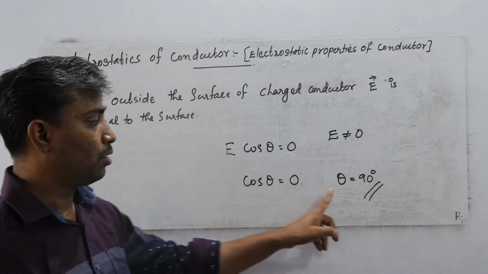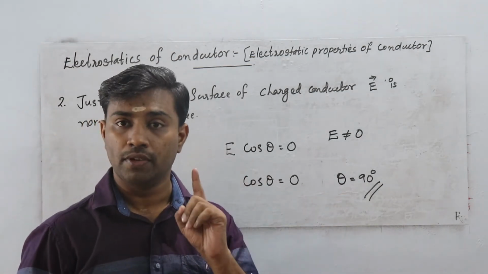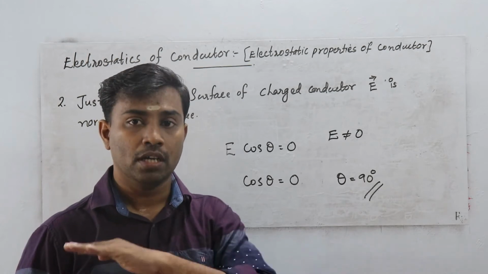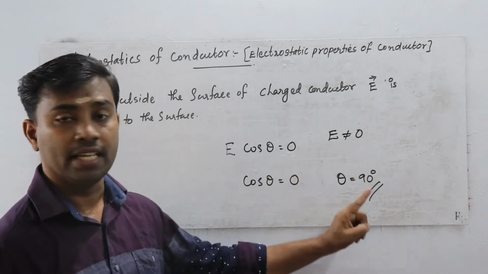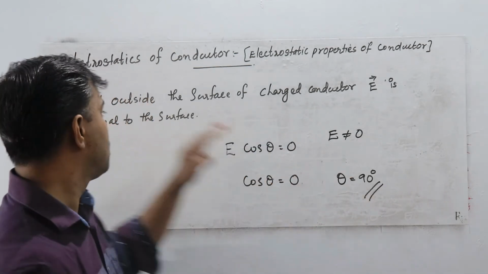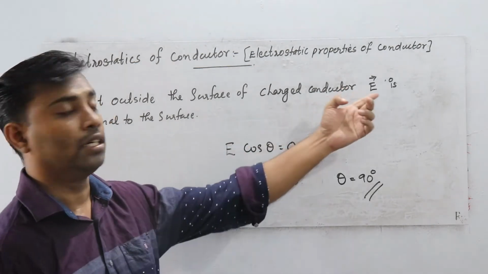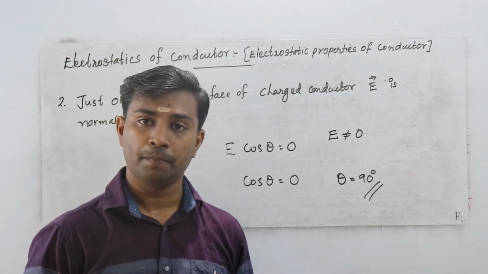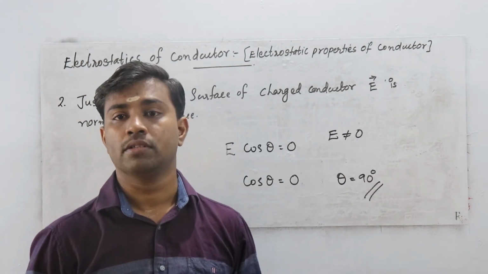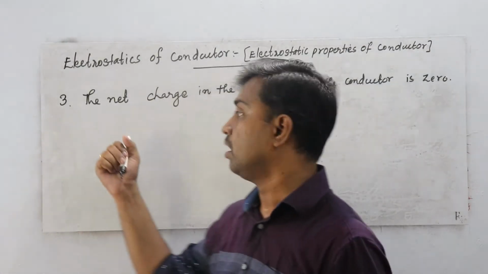Here I told what theta is. Theta is the angle which the electric field intensity makes with the tangent to the surface. Here theta is 90 degrees. That means outside the charged conductor the electric field is normal to the surface. Is it clear? Now we are going to discuss the third property.